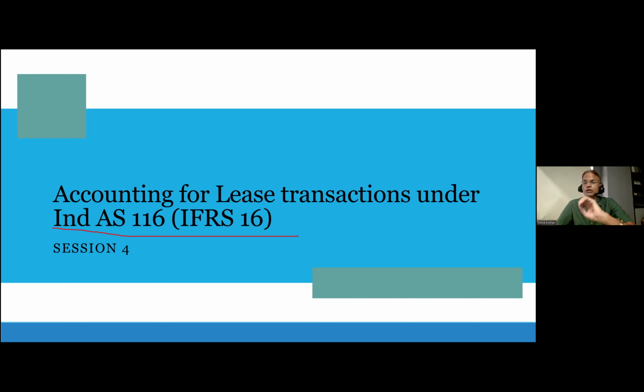Therefore, there also the accounting is based on AS 19. So accounting for lease transactions, for the lessee, depends on which accounting standard the lessee is adhering to. But for the lessor, the distinction between financial leases and operating leases becomes critical for lessor accounting. So what's a financial lease?